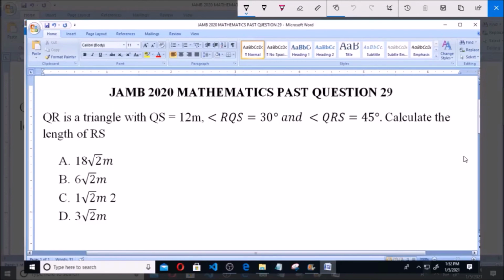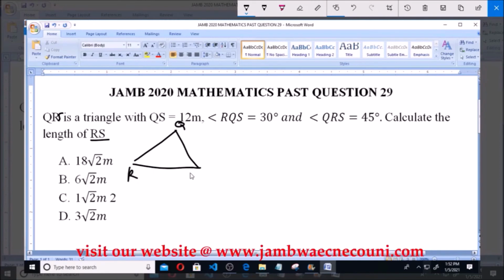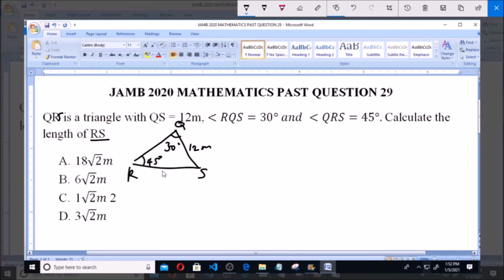QRS is a triangle with QS 12 cm, angle RQS 30 degrees, and angle QRS 45 degrees. Calculate the length of RS. Now this is a triangle given. The triangle is QRS. Now it is said that line QS is 12 meters, angle RQS is 30 degrees, and angle QRS is 45 degrees. Now we are asked to find line RS, which is this side here.